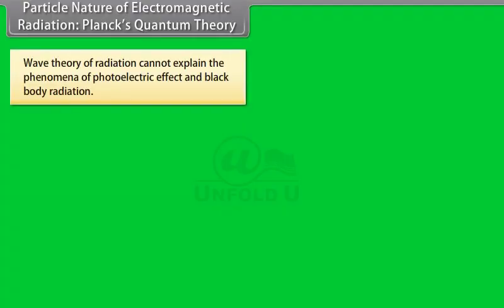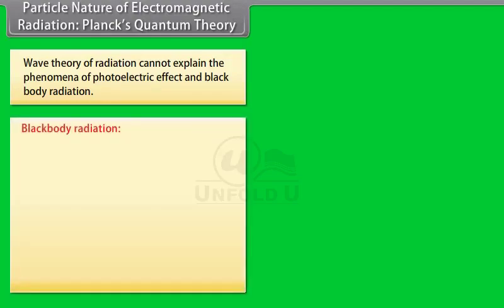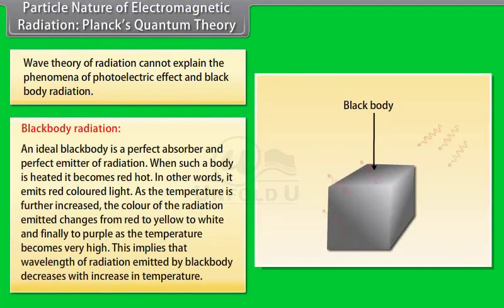Planck's quantum theory. Wave theory of radiation cannot explain the phenomena of photoelectric effect and black body radiation. Black body radiation. An ideal black body is a perfect absorber and perfect emitter of radiation. When such a body is heated, it becomes red hot. In other words, it emits red-colored light. As the temperature is further increased, the color of the radiation emitted changes from red to yellow to white and finally to purple as the temperature becomes very high.